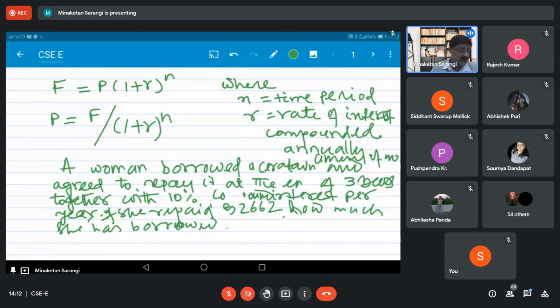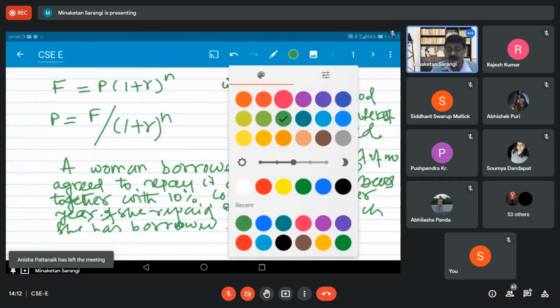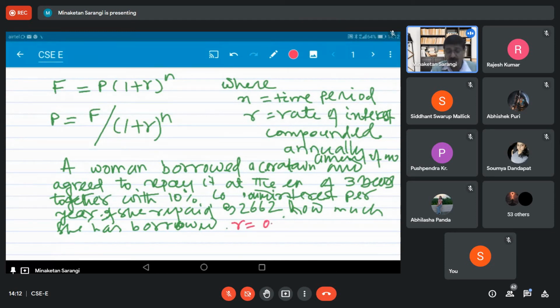So while coming across this type of questions, please see what is given and what you have to find out. The woman borrowed a certain amount of money at present, so this is not given. You have to find out the value of P. What is given? Your rate of interest is given, 0.1. Time period N is given, that is 3. And future value is given, 2662. You have to find out the P.